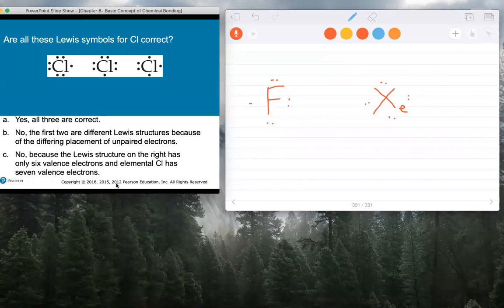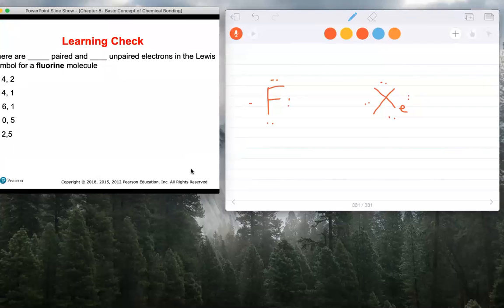C, yes, correct. David, you're right, C. No, all of them are not correct, because the Lewis structure on the right has 6. We know chlorine is in group 7, and we expect to have 7 dots around it. If you count here, we have only 6. So the correct answer is C. That should be an easy conceptual question in a quiz or exam.